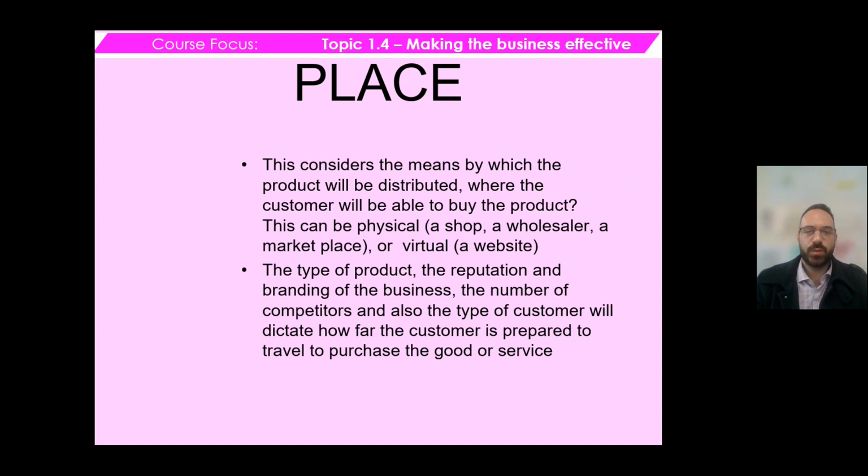And then place. Place considers where people will be able to buy the product and where it's going to be distributed. So that could be, is it going to be available in a high street store, or can you buy it online? It's how people are going to access the product, basically.